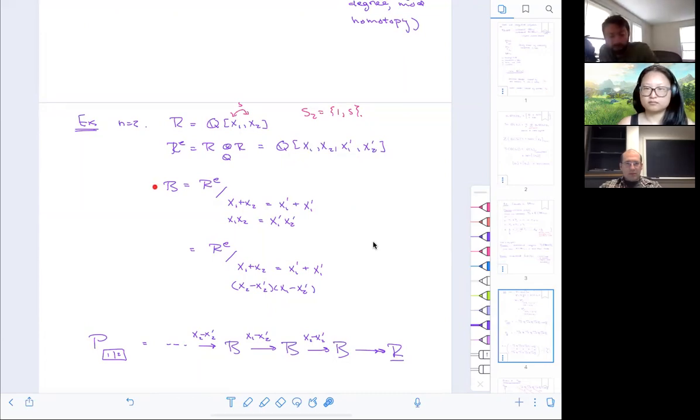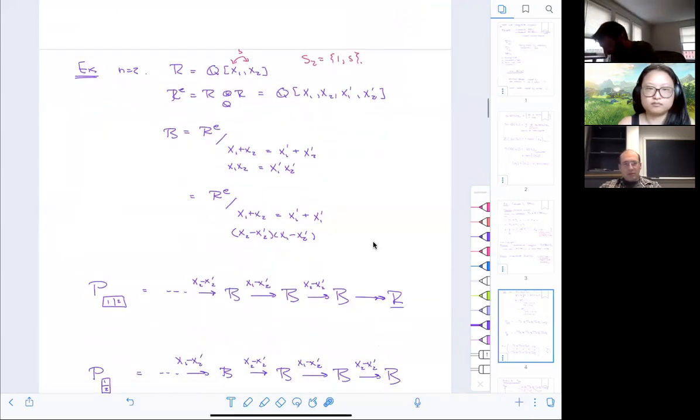Next, we have this special Soergel bimodule, which is the quotient of R tensor R, where we identify symmetric polynomials on the left with symmetric polynomials on the right. Explicitly, that means x1 plus x2 gets identified with x1 prime plus x2 prime, and x1 x2 gets identified with x1 prime x2 prime. As a little exercise for any grad students in the audience who haven't done computations with Soergel bimodules yet, it's very useful.